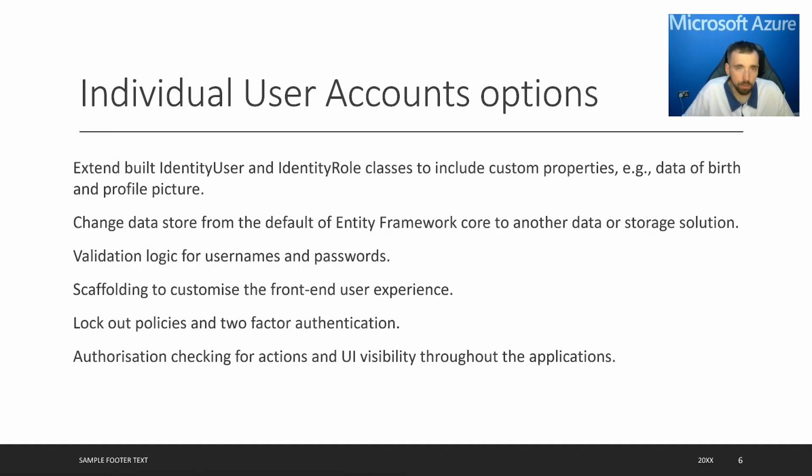So then to look a bit more at individual user accounts and the options. We've got the ability to extend the identity user and identity role. The default out-of-box identity gives us a pre-configured identity user and identity role class, and these are just base classes. We can then modify them and add information that we want to store about the user, like date of birth, home address, phone number, whatever it might be, profile picture, another example here.